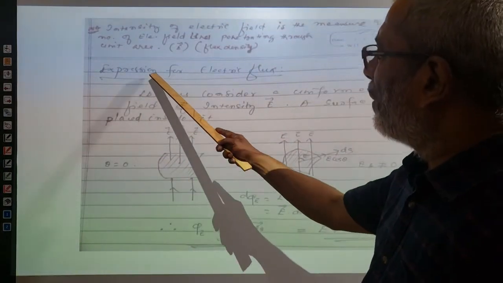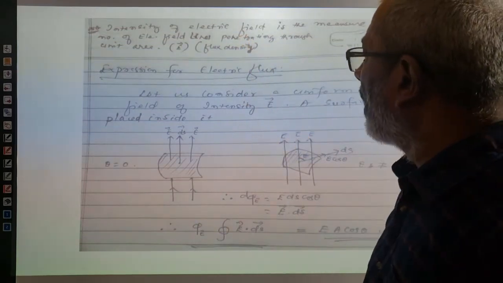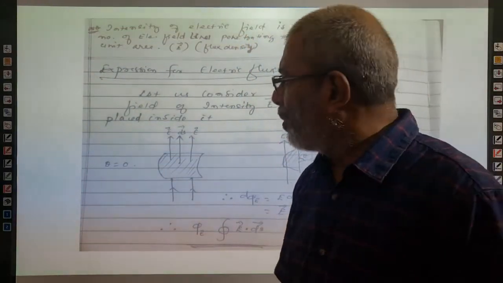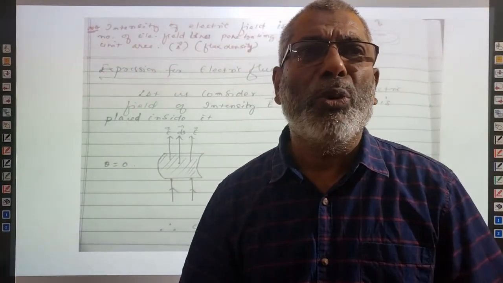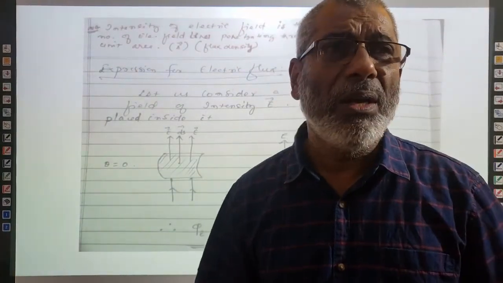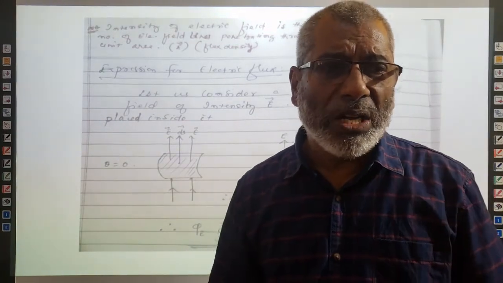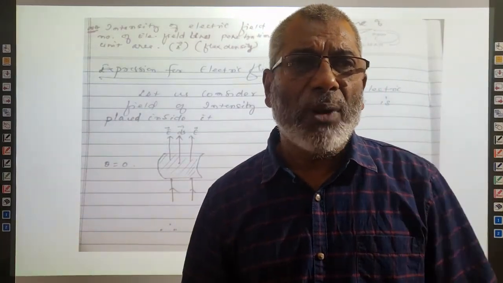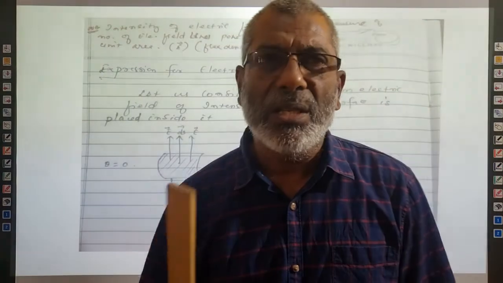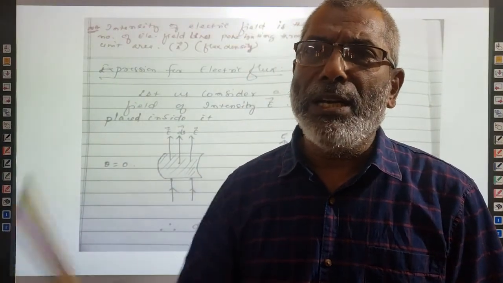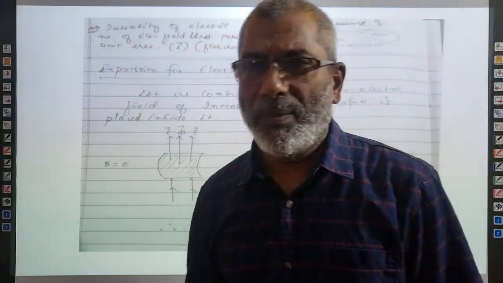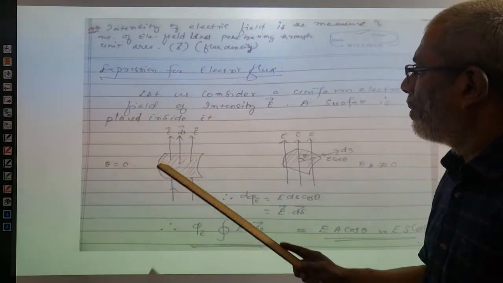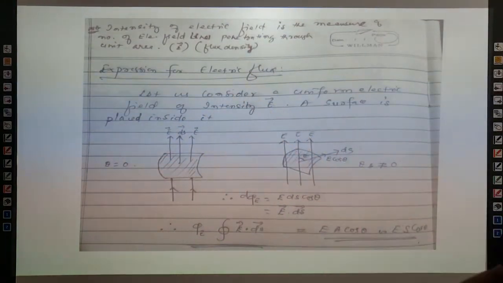Now I am going to explain to you the expression for electric flux. Electric flux, everybody knows, is the total number of electric field lines penetrating through a big area. The expression for electric flux you have studied, that is phi E is equal to integral E dot ds for a closed surface. Am I correct? Yeah.